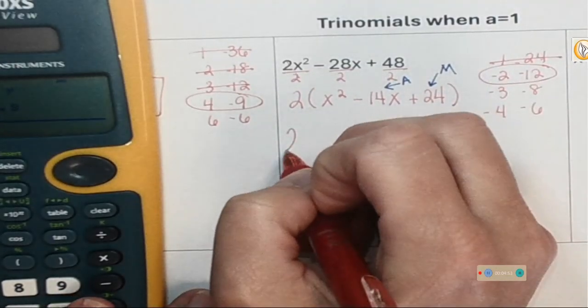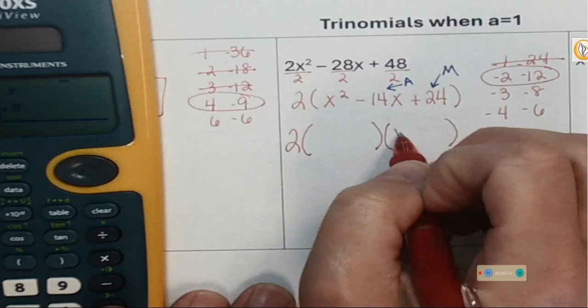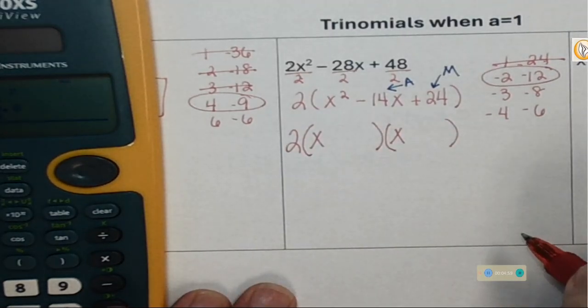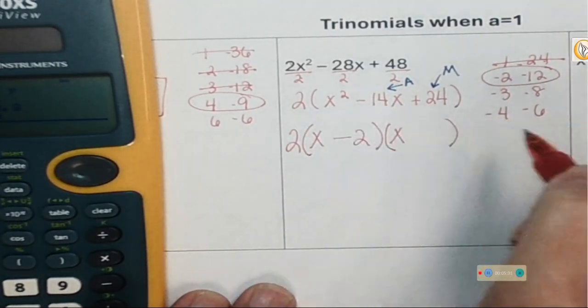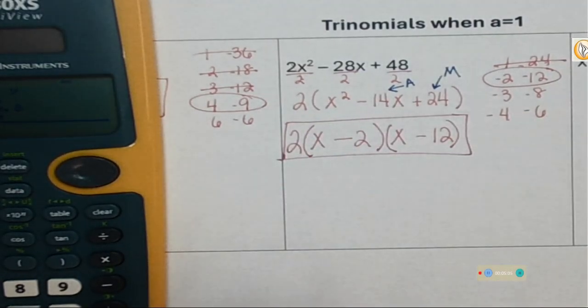So I bring down my greatest common factor. x squared is going to break into x and x. That's where you get your two parentheses. You fill in minus 2, minus 12. There's your answer.